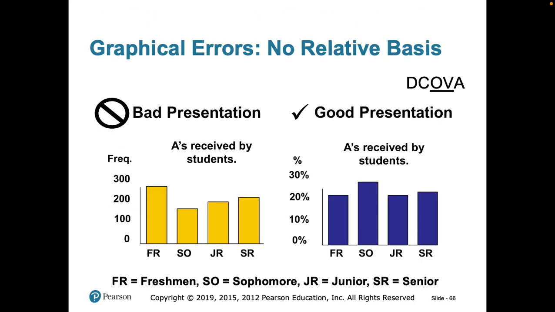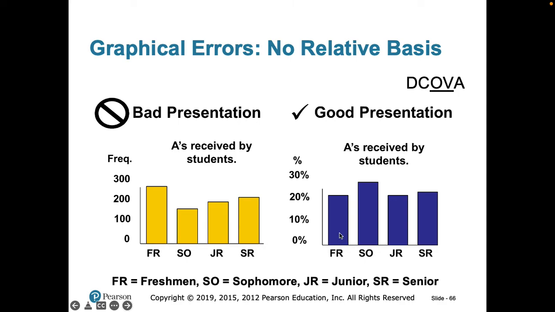Here is another graphical error. There are no relative bases, right? So a student receiving A's. You have numbers there. You have your freshmen, your sophomores, your juniors, your seniors. So look at that. That doesn't really tell you anything. But when you put it into percentages, you see how those columns change.